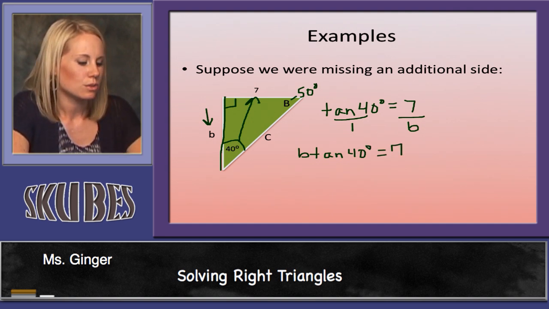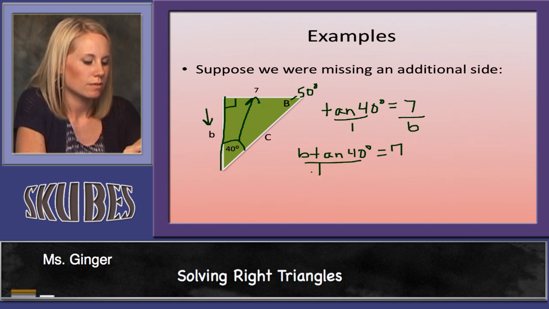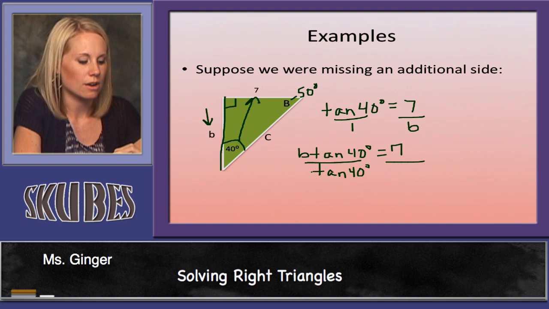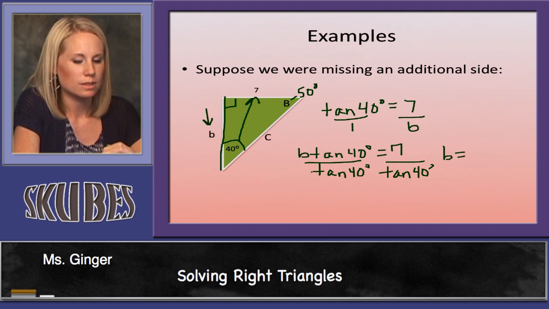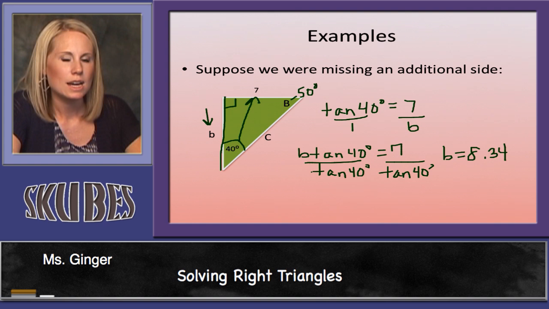And then you need to get b by itself. So we're going to divide out tan 40 degrees. And we are going to need our calculator to type that in. And we're going to get b approximately 8.34. And I know that's a tiny bit different from what we got last time. It should be the same.